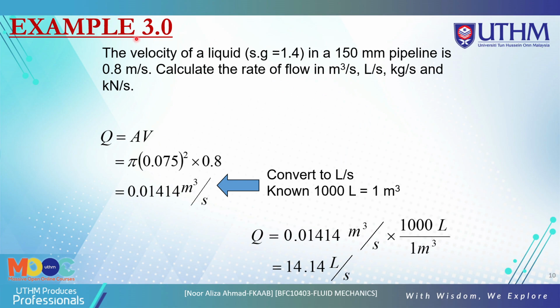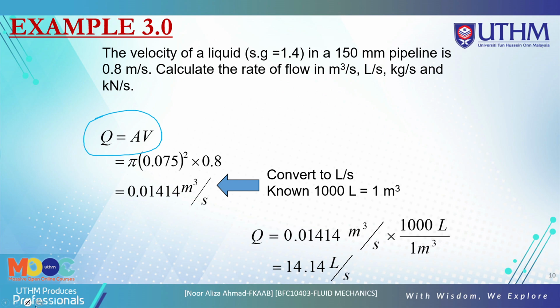Okay, now we look at example 3 here. The velocity of a liquid with the specific gravity 1.4 in a 150 mm diameter pipeline is 0.8 meter per second. So calculate the rate of flow in meter cube per second, liter per second, kg per second, and kilonewton per second. Okay, using this formula here, Q is equal to AV. Okay, the formula for flow rate. So Q is equal to AV.